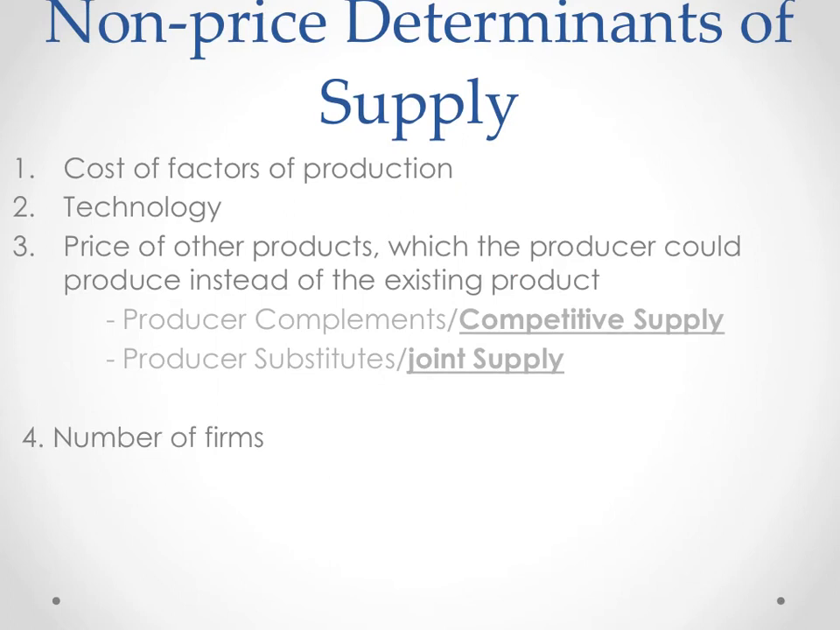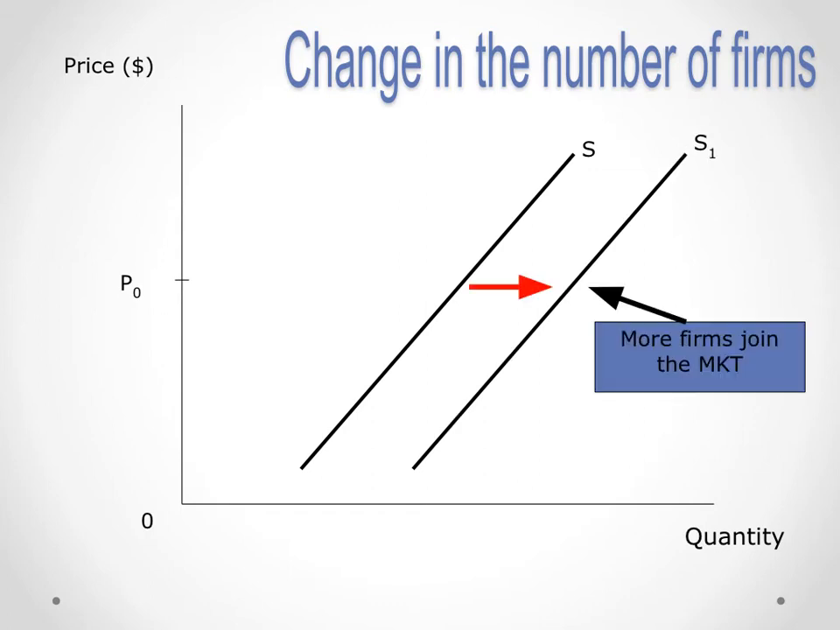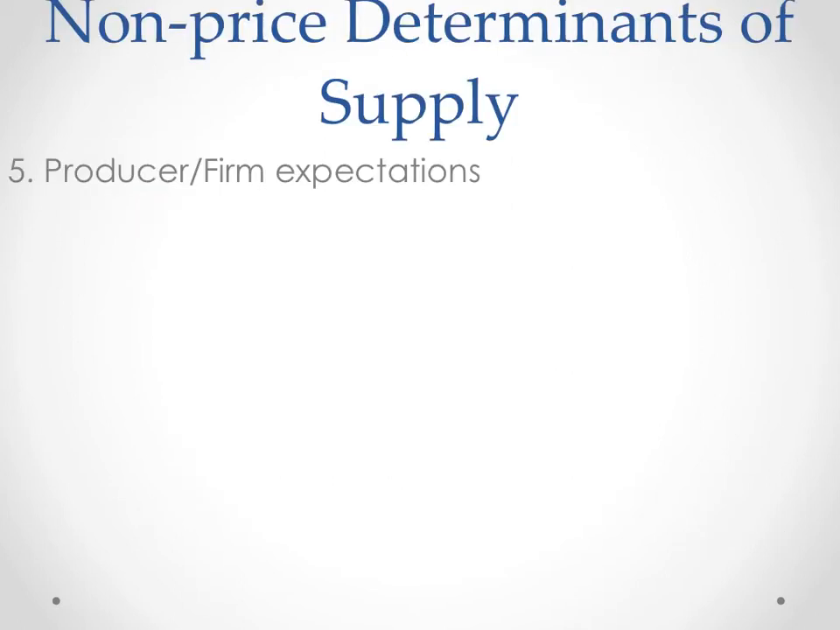Just like the number of buyers influences a change in demand, the number of firms can influence a change in supply. An increase in the number of sellers causes the market supply curve to increase, or shift to the right, like so, while a decrease in the number of sellers causes the market supply curve to decrease, or shift to the left. If sellers' expectations change, the supply curve may shift as a result.